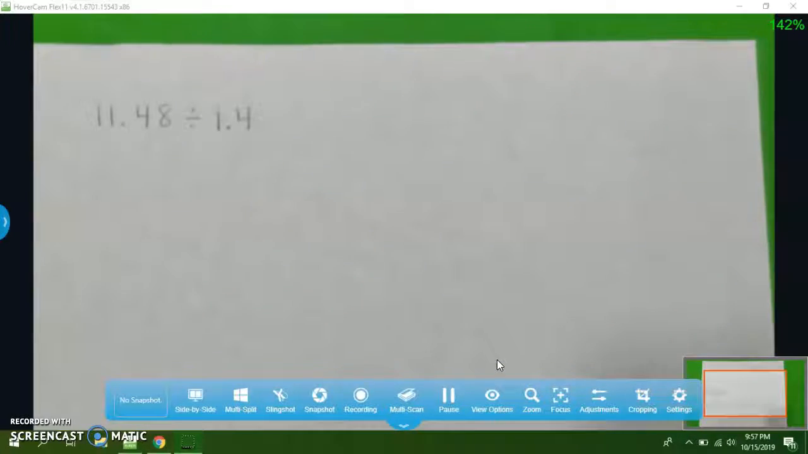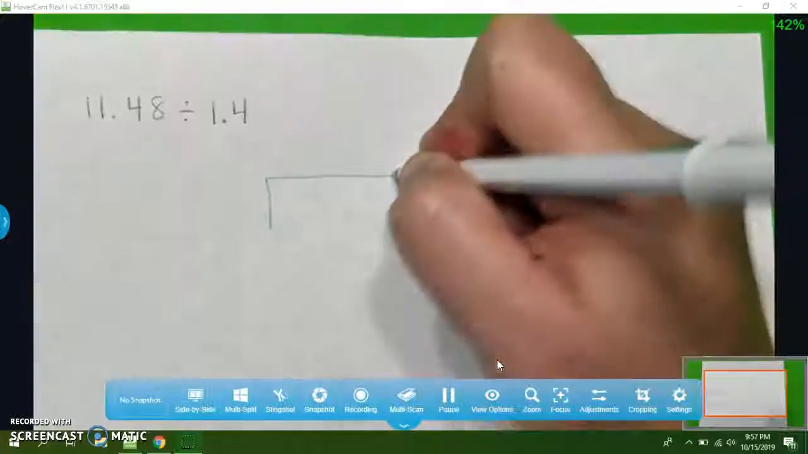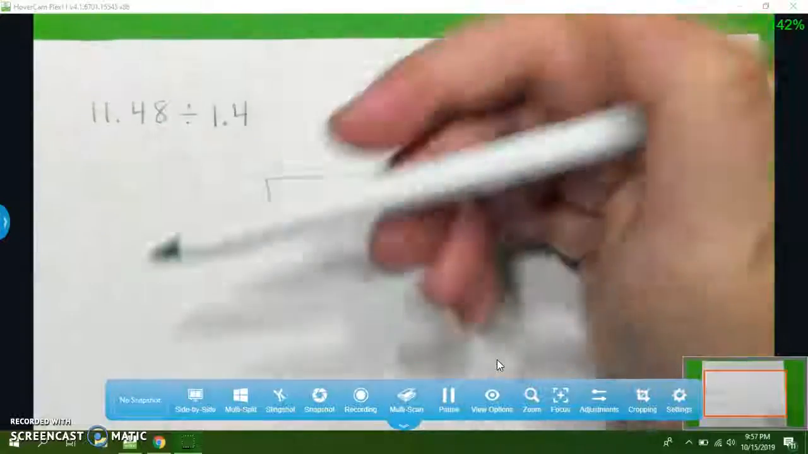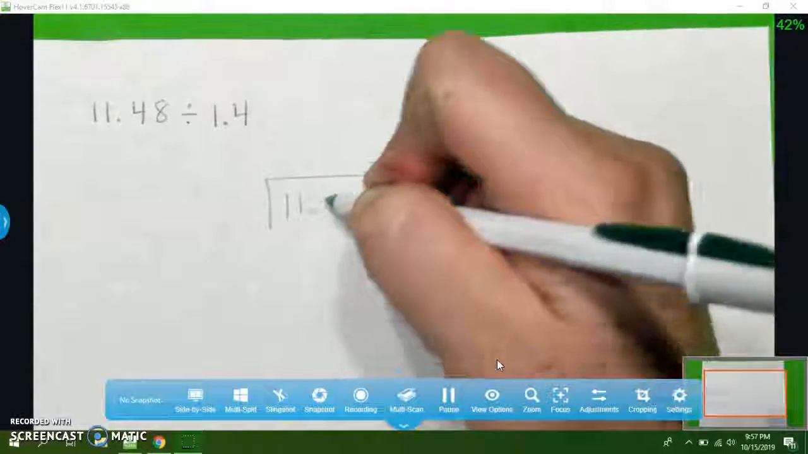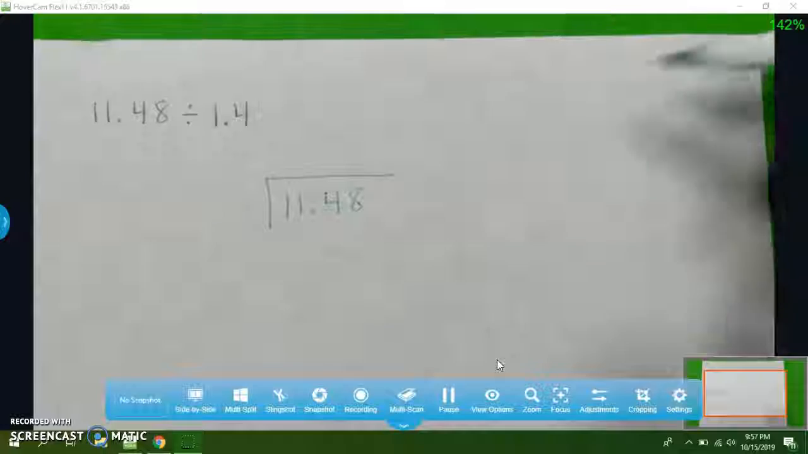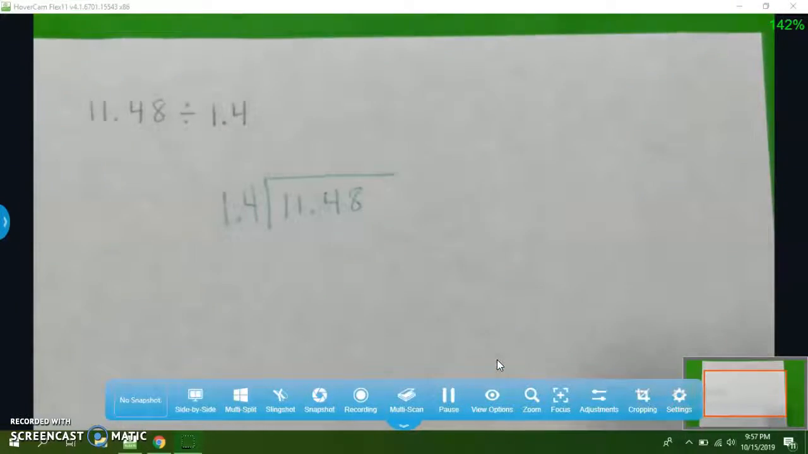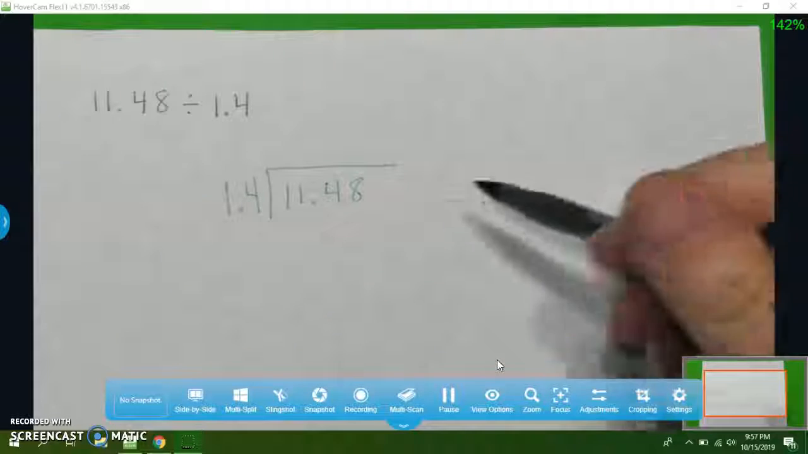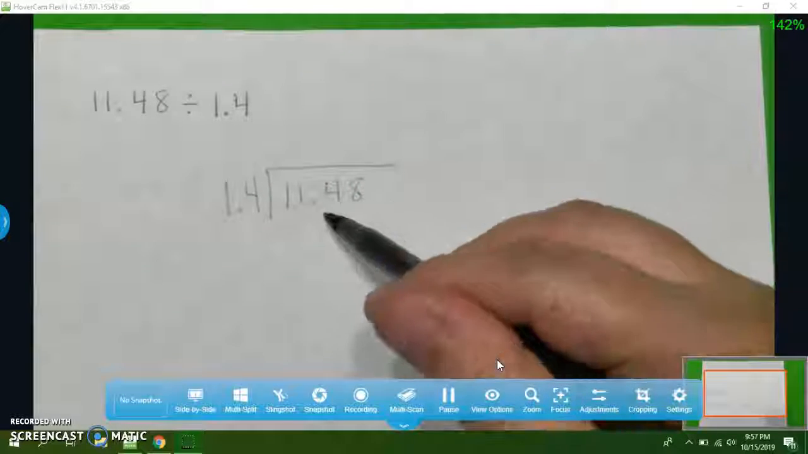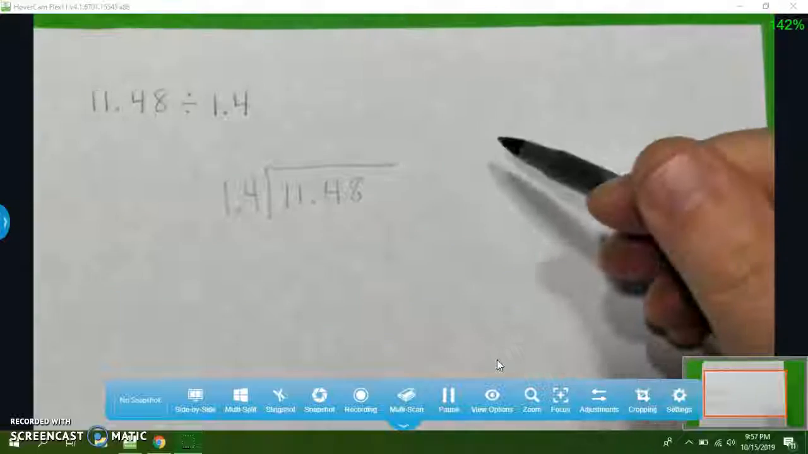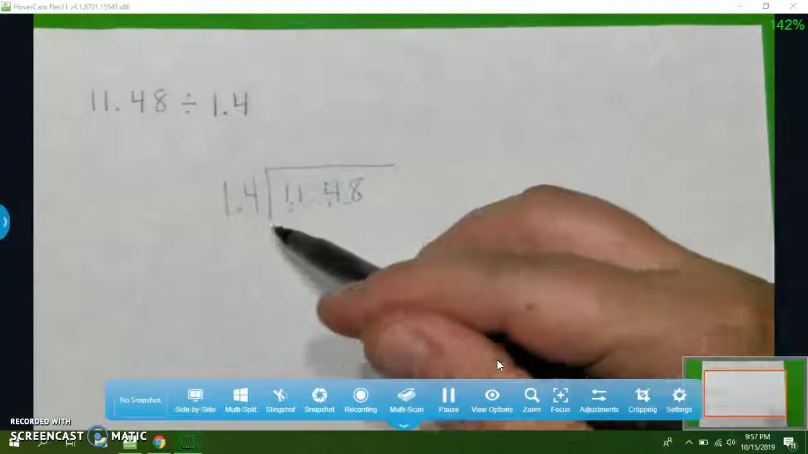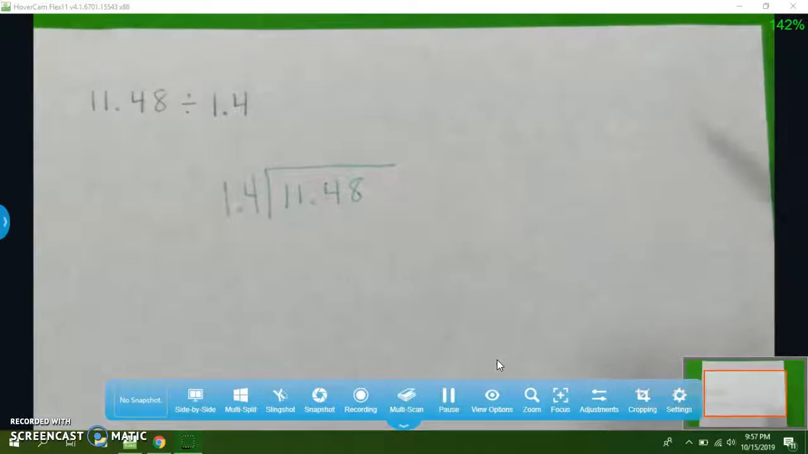And when you go ahead and set your problem up here, whatever's written first goes inside. So you've got 11.48, and you've got 1.4 out here. Now, as we've talked about before, if I am breaking 11, you could just think of this as money, $11.48. If I'm breaking that up into 1.4 groups, that's kind of strange.